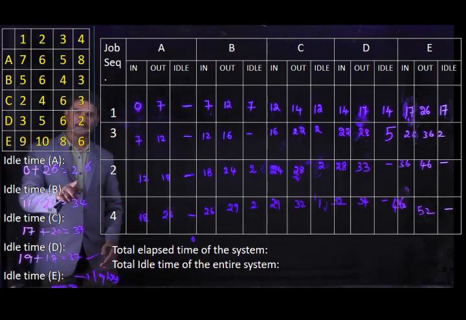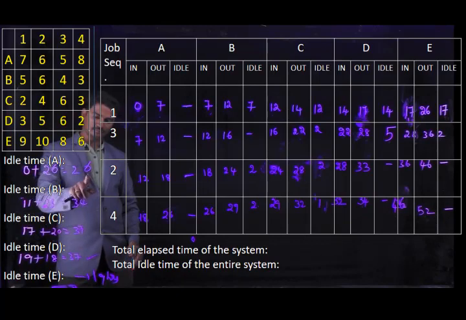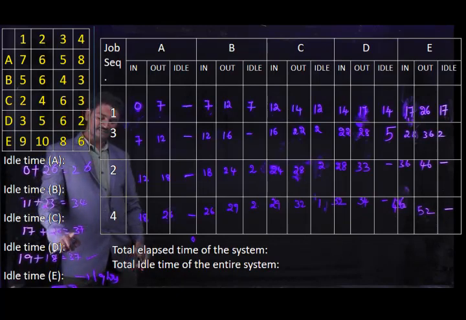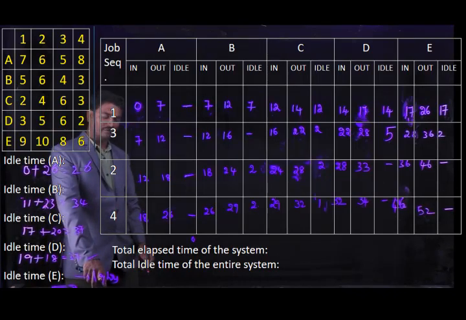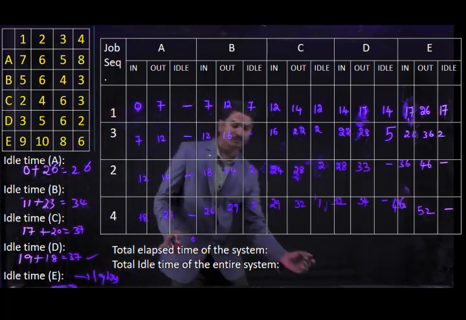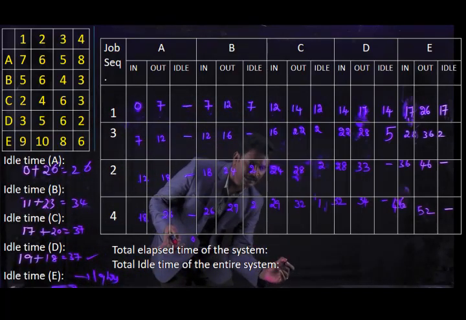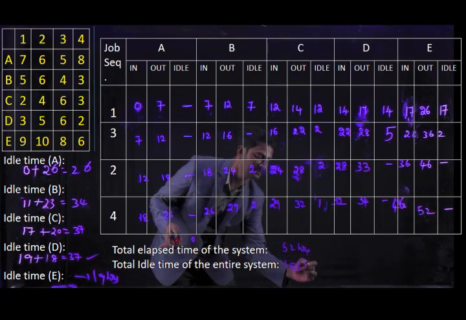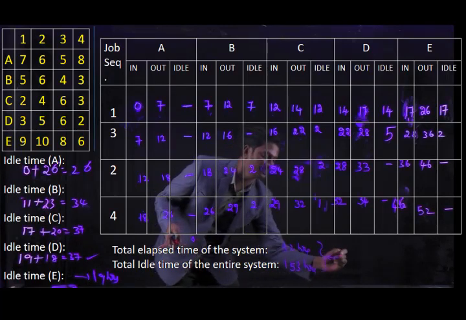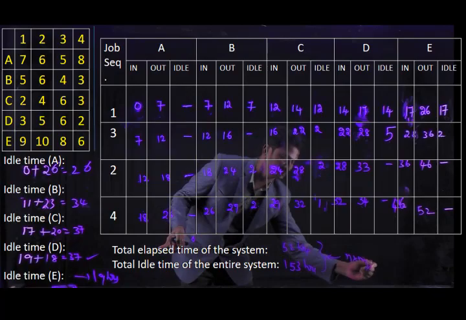So the sum of the idle times is 26, 34, 60, 97, 104, 134, 144, 153. The total idle time is 153. Here the total idle time of the system is 153 hours. Next, coming to the elapsed time, it is 52 hours. These are the solutions of our problem, N jobs, M machines. Okay, thank you.